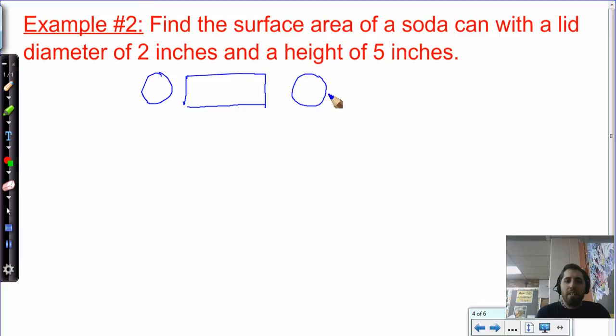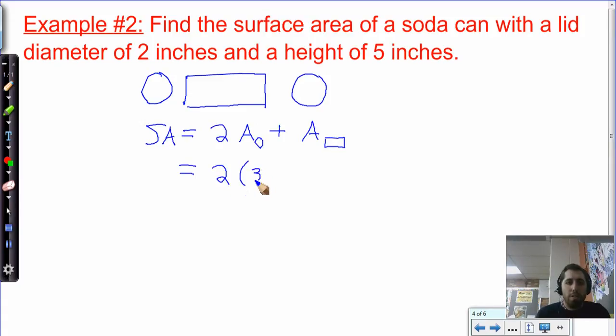So what are going to be the areas of the circles? Well, the surface area total is going to be equal to 2 times the area of the circles plus the area of the rectangle. Now, what are the areas of the circles? Well, I know that area of a circle is pi times the radius squared. So we'll do 3.14 times our radius squared. They said that the diameter is 2 inches, so that would mean the radius is 1 inch. 1 squared is just 1, so this is just 3.14 times 1, which is just 3.14.